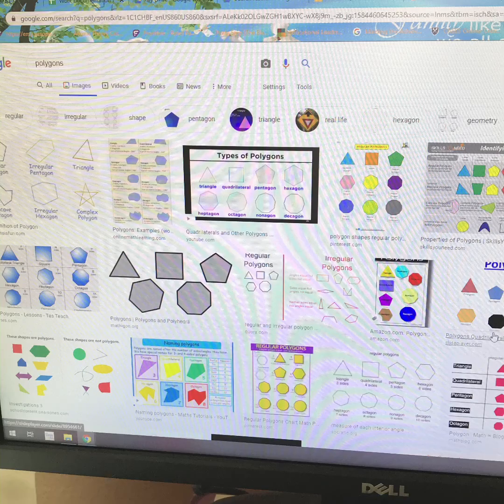As for instruction today, we are going to be looking at polygons. A quick Google of polygons looking at images brings up a whole lot of different shapes. So one of the first things we're going to need to do is define these shapes so that you know exactly what kinds of polygons there are out there.